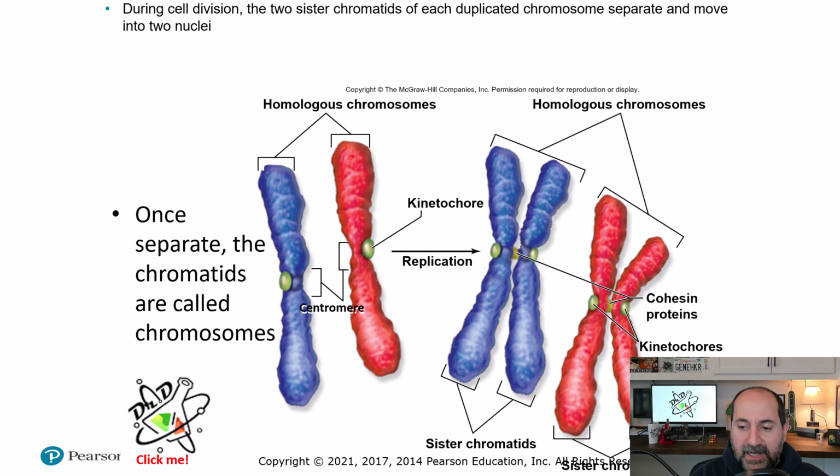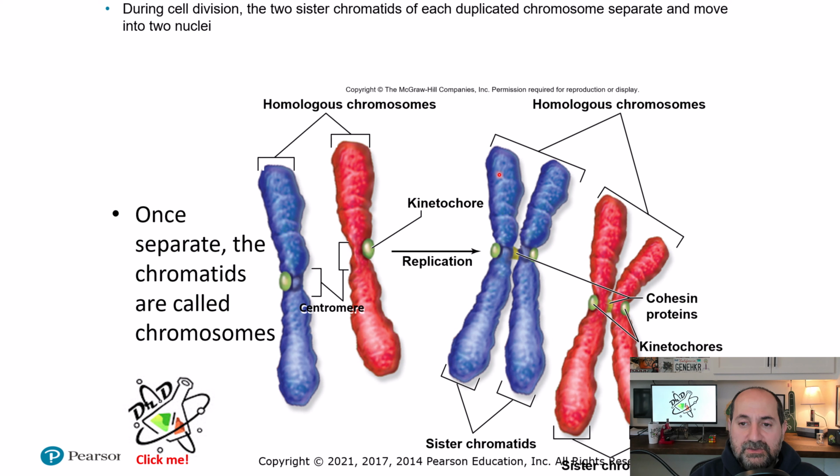Next to it is a pair of sister chromatids in red. Now, it is proper to say this pair of sister chromatids on the right is homologous to this other pair of sister chromatids. You see, so that is proper terminology.